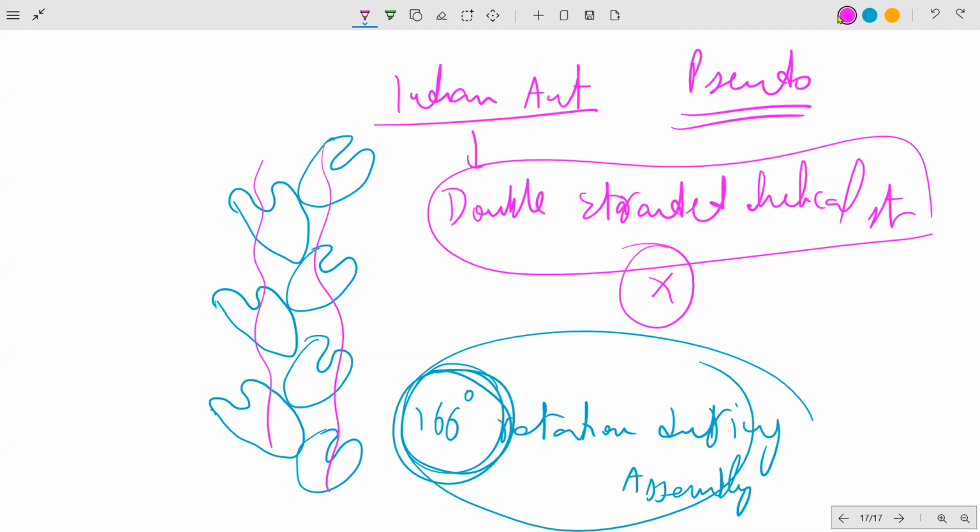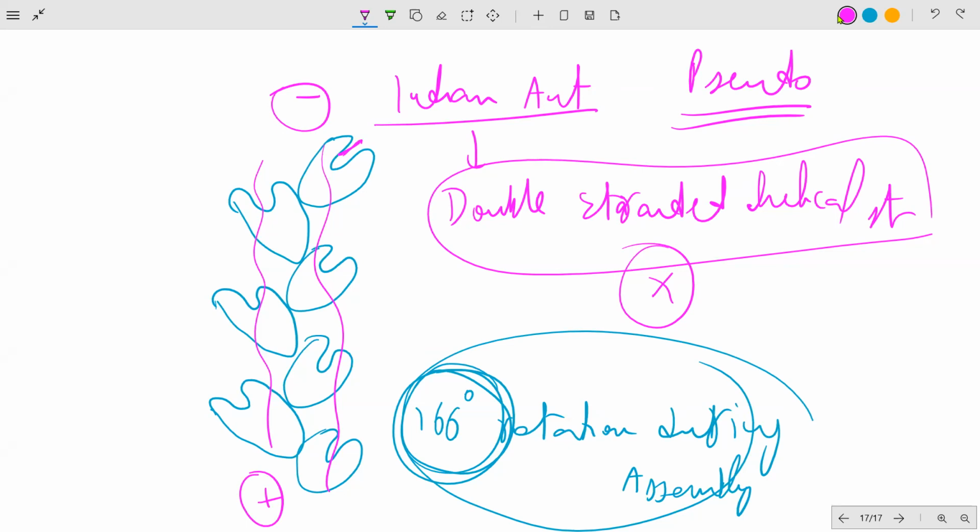Am I clear with this? And they have a distinct polarity. This is the negative end. This is the positive end. Each subunit assembles in the same direction. सबकी ये जो cavity है ऊपर की तरफ ही है. So these filaments have distinct polarity. Am I clear with this?